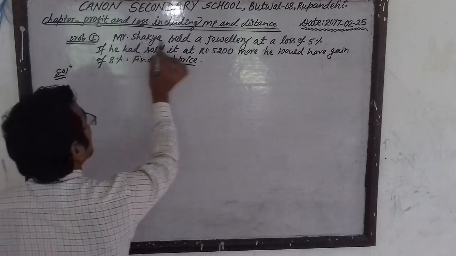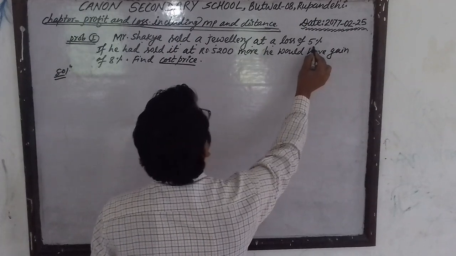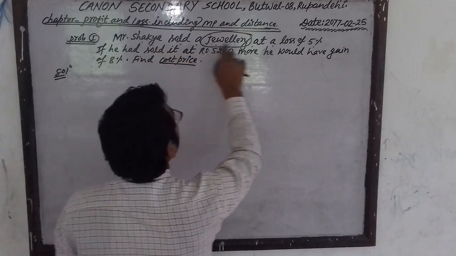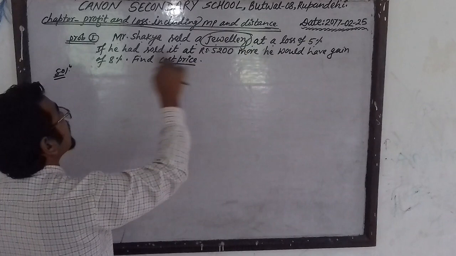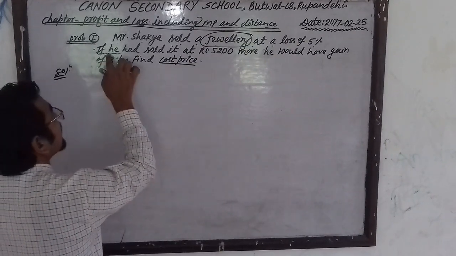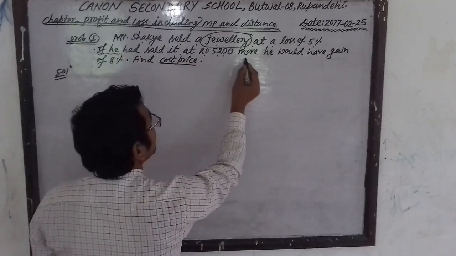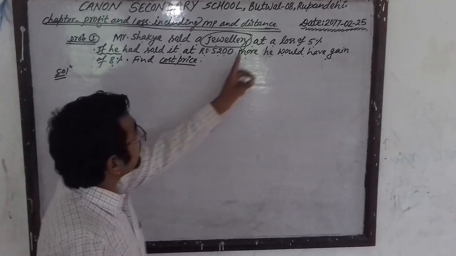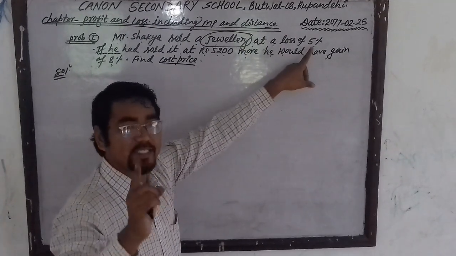Mr. Sake sold a jewelry at a loss of 5%. Jewelry means ornaments, which he sold at a 5% loss. If he had sold it for rupees 5200 more, he would have gained 8%. In the previous selling price, while selling at a 5% loss, we can get the selling price SP.